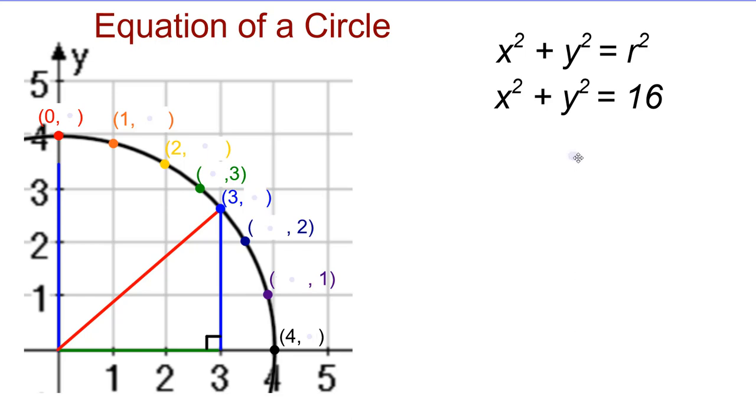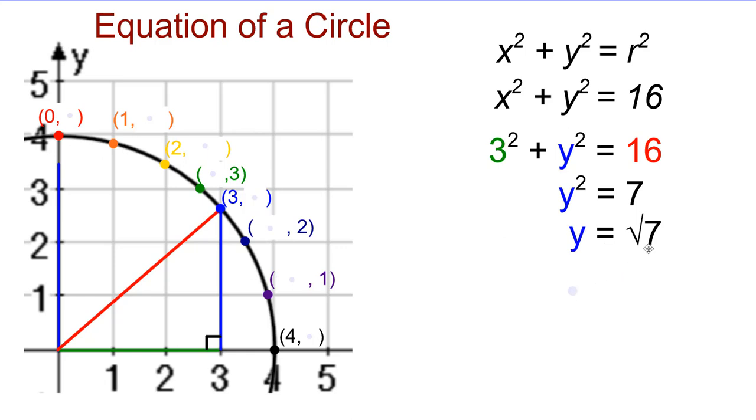So if we plug in 3 for the x, it's going to give us 3 squared plus y squared is equal to 16. When we square that, we get 9. Subtract 9 from 16, which is going to leave us with 7. So then y squared is equal to 7. So y is equal to the square root of 7. So the coordinate for this one would be 3 and radical 7. Because when we square both those, 3 squared is 9, and radical 7 squared is 7, and 9 plus 7 is equal to 16, which is the number we were looking for.